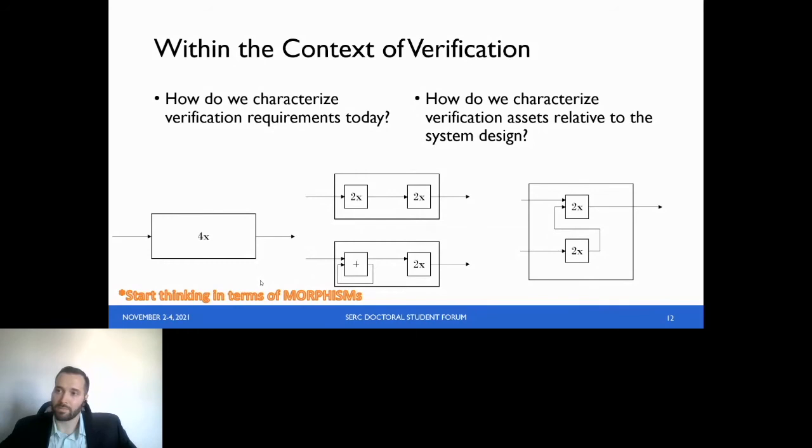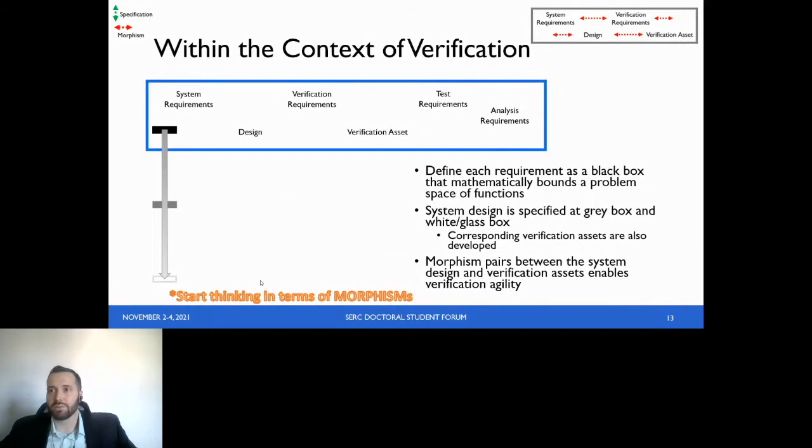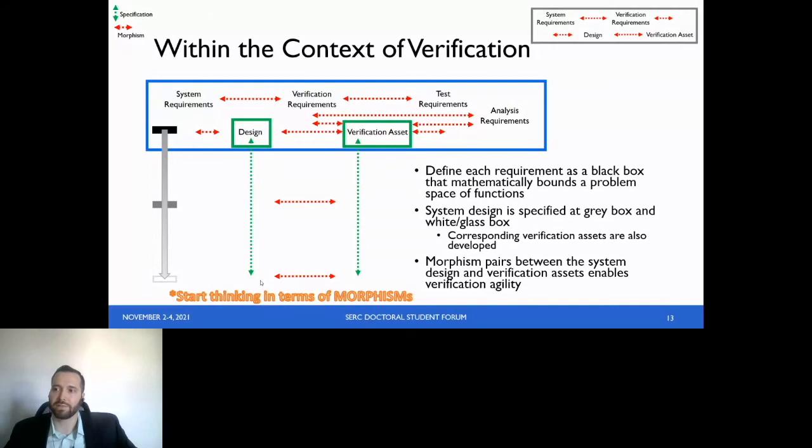So putting it again back in this context, we have these relationships up here at what I'm calling the black box level, where we can specify those based on morphisms. We can understand their relationships to one another. And the second being the design to the verification. We can use the concepts of a morphism to actually understand whether the verification asset is a valid representation of the design or is not.